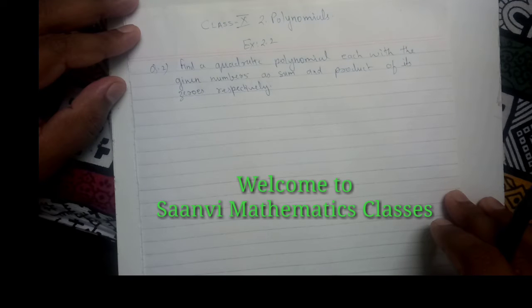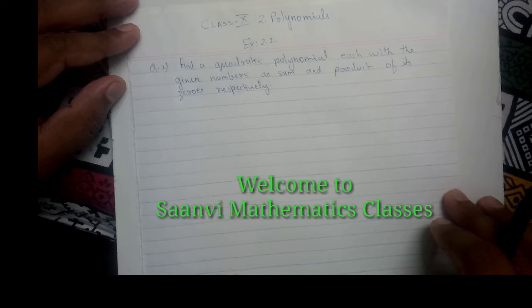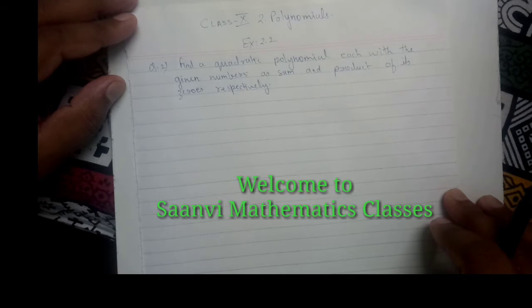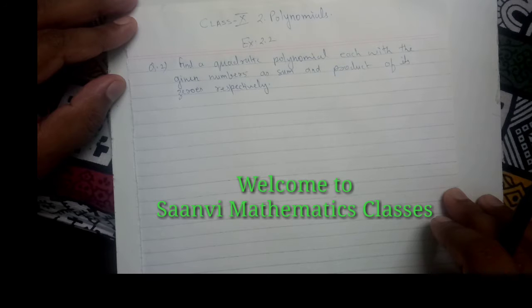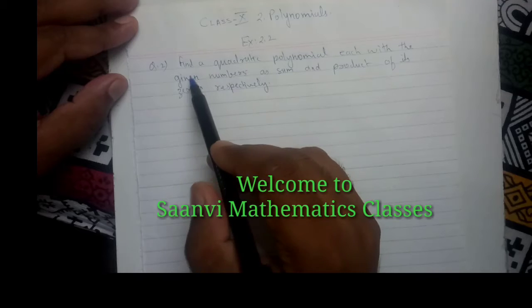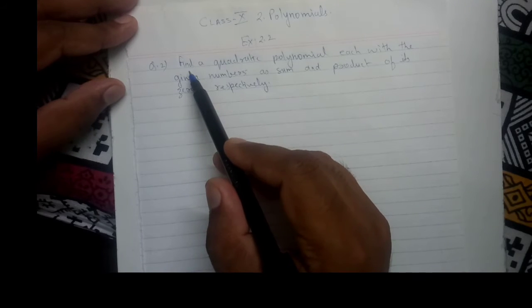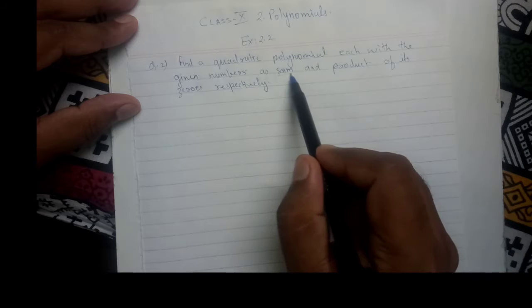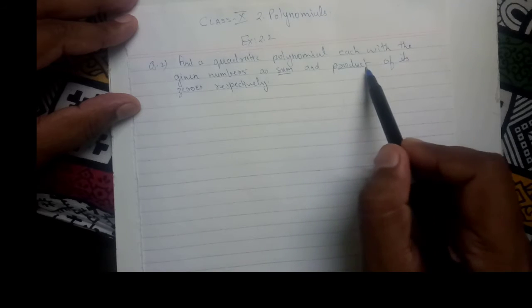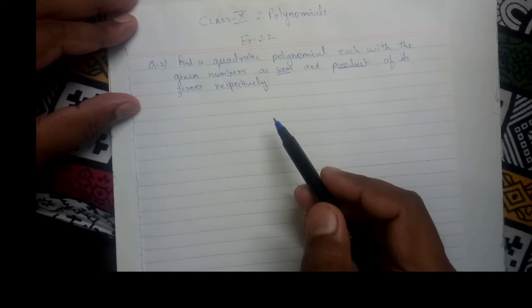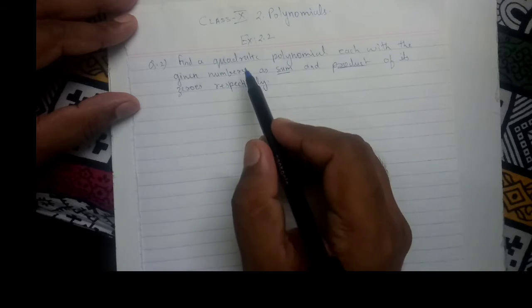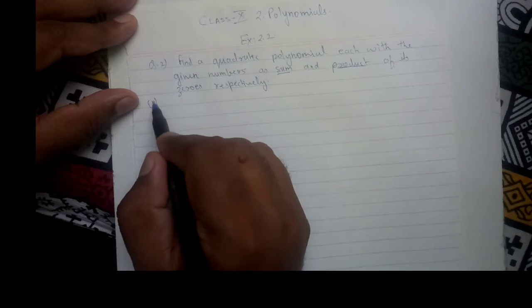Today in this video we are going to do NCERT exercise 2.2, question number 2. In the previous video I have recorded the necessary data required to solve this question. So let's start with question number 2. In this question, what is given? You are given the sum and the product of the zeros, and you have to find a quadratic polynomial. So let's go with the first part of the second question.